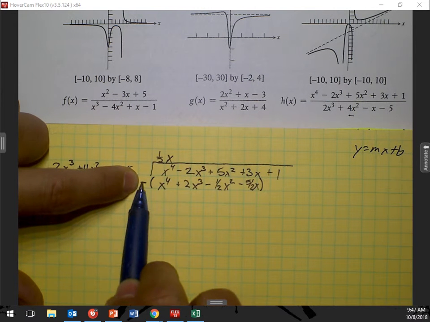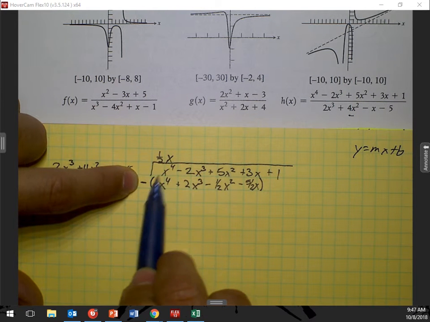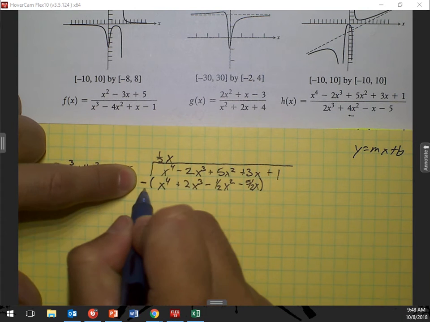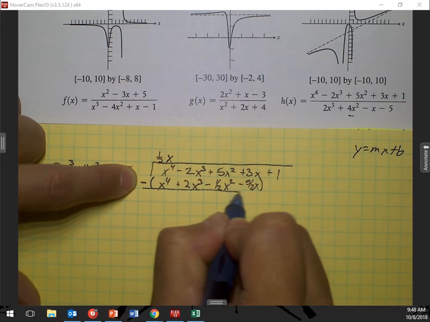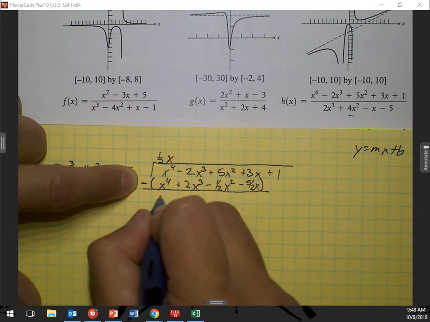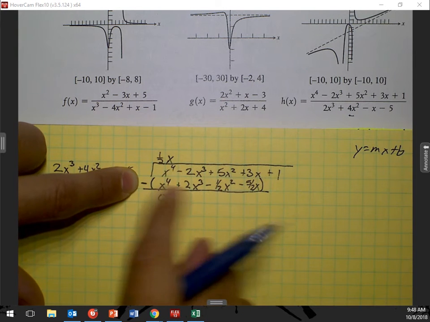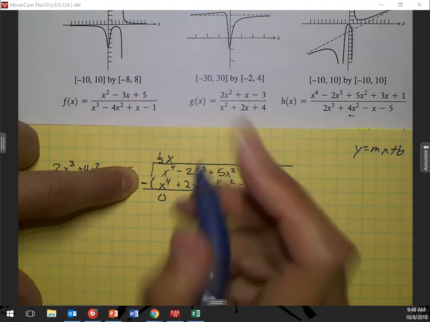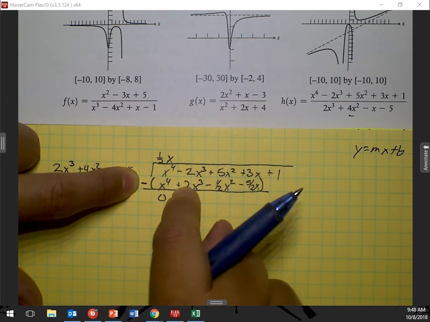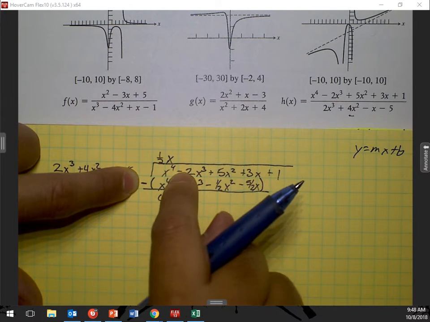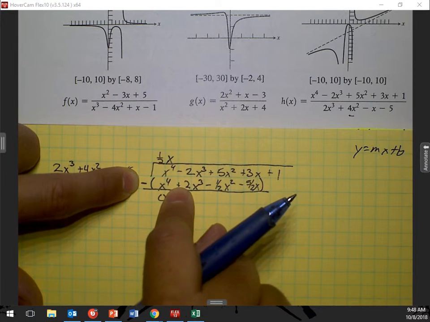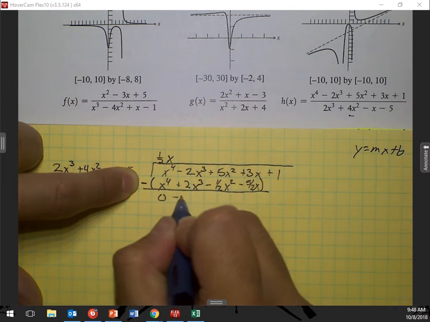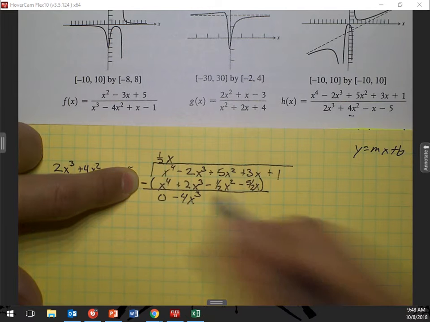So I have a positive here and a negative here, so that goes away, right? That piece right there becomes 0. Now if I distribute here, that's going to give me a positive, and so that's a negative now. So I have a negative minus, so that's going to be a bigger negative, isn't it? So it's a negative 4x cubed.